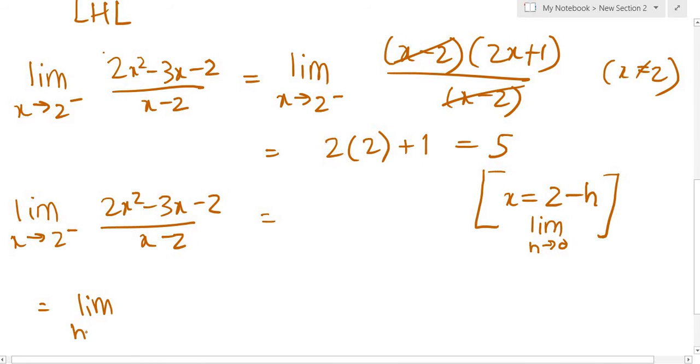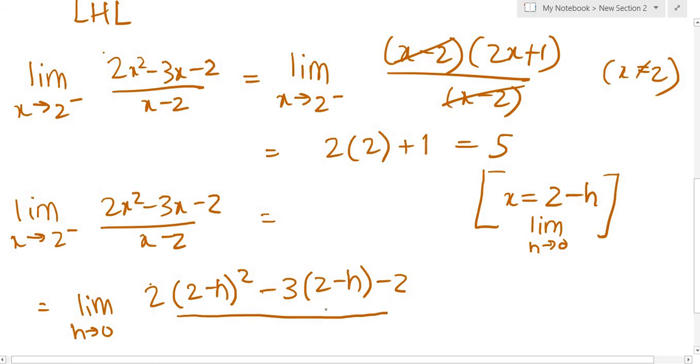The limit as h tends to 0 of 2 times (2 minus h) the whole squared, minus 3 times (2 minus h), minus 2, all over negative h.